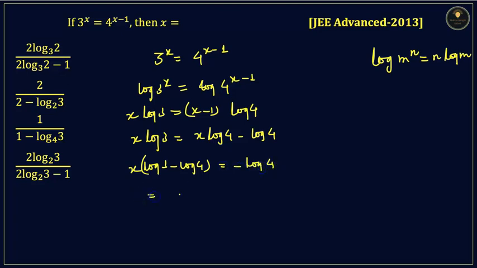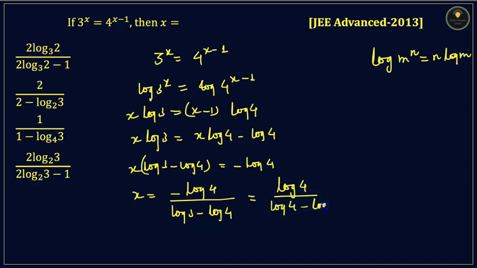And if I take x here and take this log 3 minus log of 4 on the other side, you will write it as log 4 upon log 3 minus log of 4. Now we have to eliminate this negative sign, so we will write it as equal to log of 4 upon log of 4 minus log of 3. If I take log of 4 common, you will get the value as 1 by 1 minus log of 3 by log of 4. That can be written as 1 upon 1 minus log of 3 base 4.